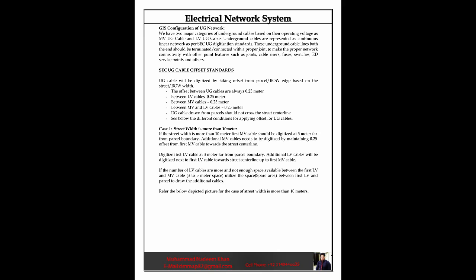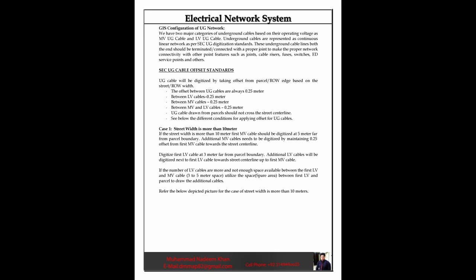GIS configuration of UG network. We have two major categories of underground cables based on their operating voltage, as MV-UG cable and LV-UG cable. Underground cables are represented as a continuous linear network as per SEC UG digitization standards. Both ends of these underground cable lines should be terminated/connected with a proper joint to make proper connectivity with other point features such as joints, cable risers, fuses, switches, ED service points and others.